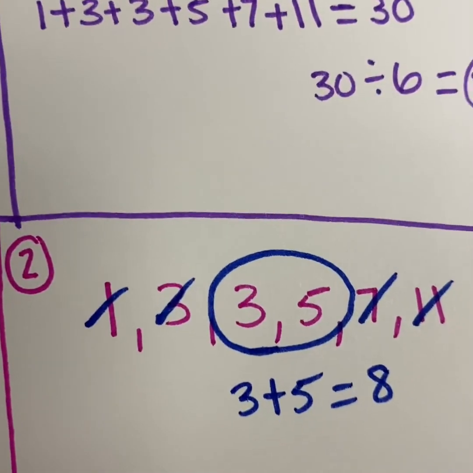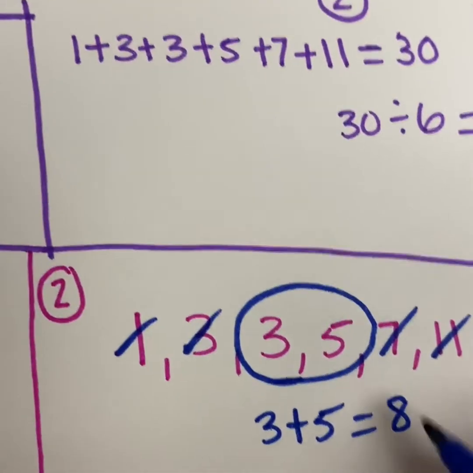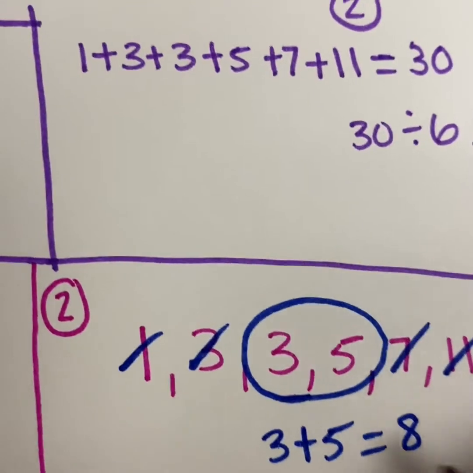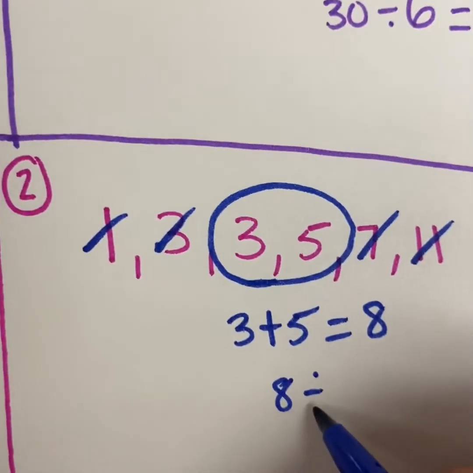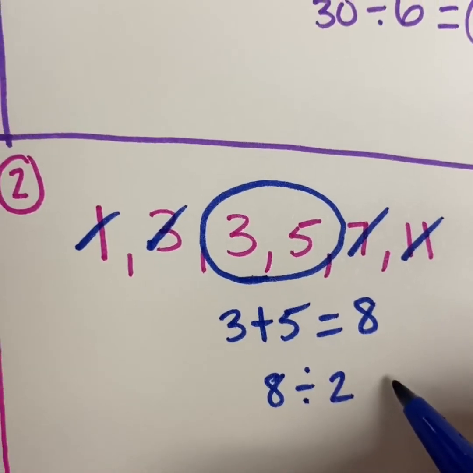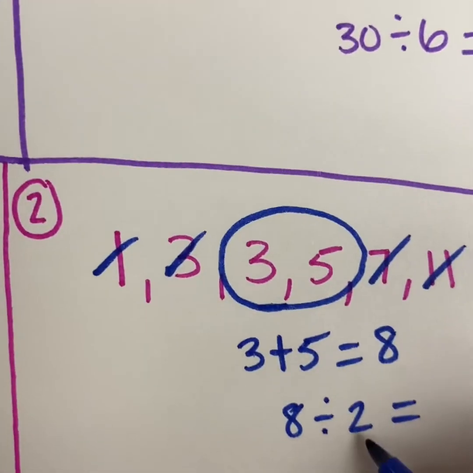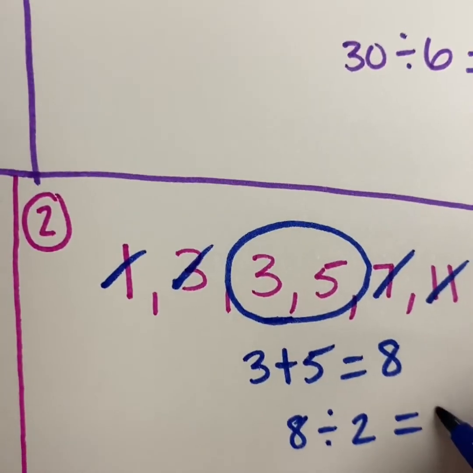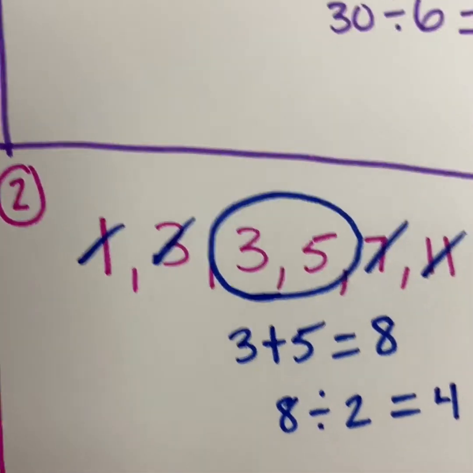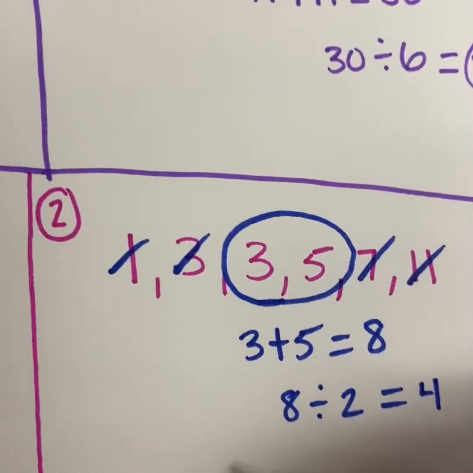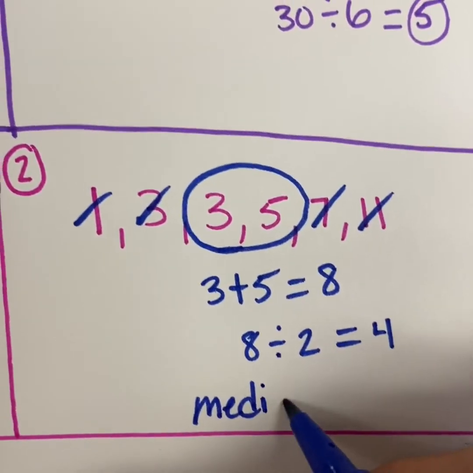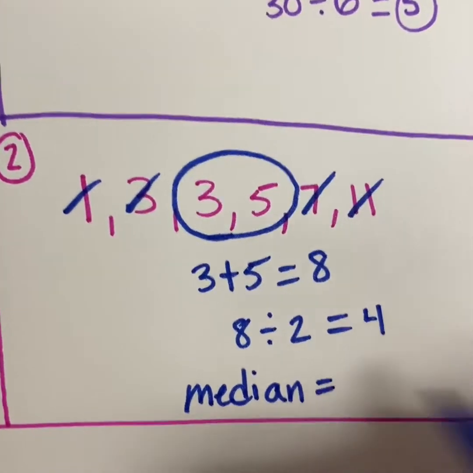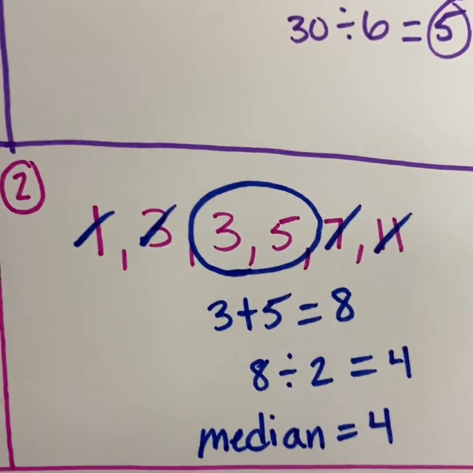We're not done yet because that is not the average of these 2 numbers. There's 2 of them, right? So we're going to take 8. We are going to divide by 2. 8 divided by 2, or what times 2 would equal 8? Well, that's 4. So our median for this problem will be equal to 4.